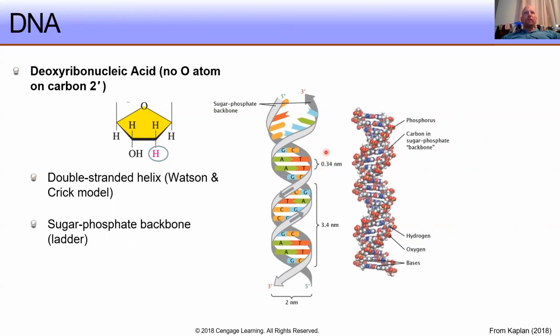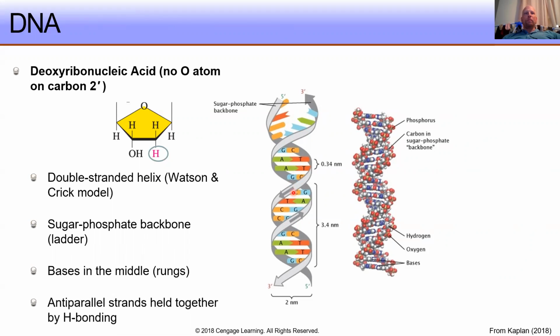And if you liken it to a ladder or a twisted ladder, the backbone of it is made of sugar phosphates. And the rungs of the ladder are made of the bases, the four different bases. And you can see there that they bind to one another in a characteristic sequence. So what we see is that G's only base pair with C's and A's only base pair with T's. And what holds them together is hydrogen bonding.